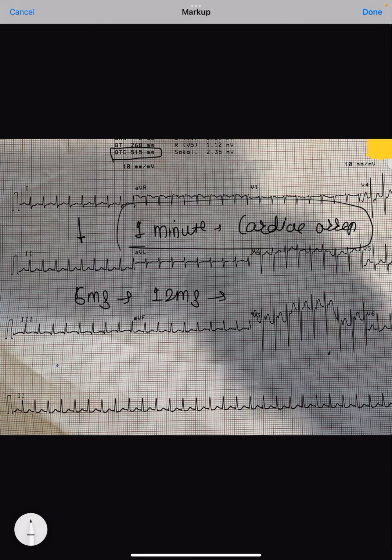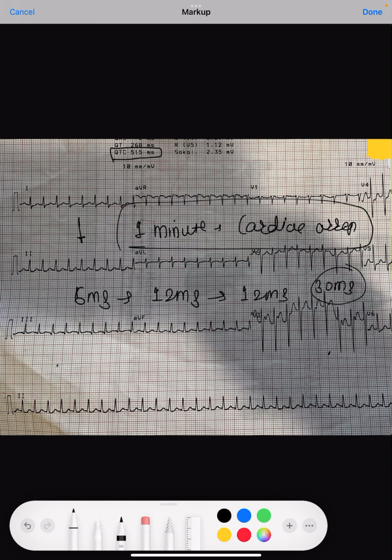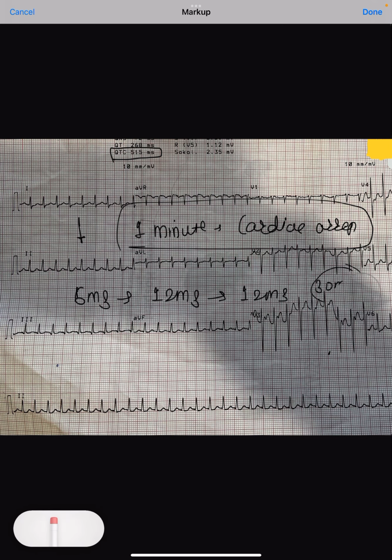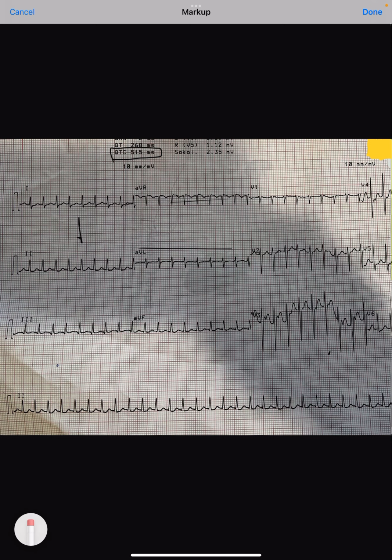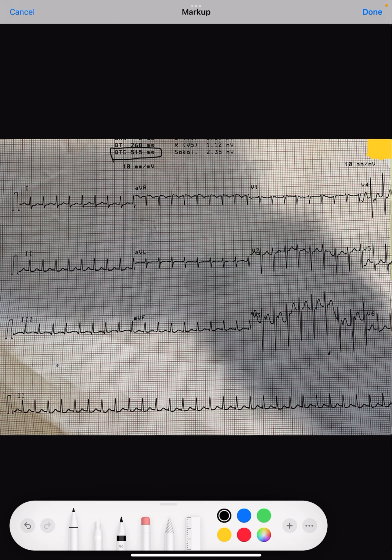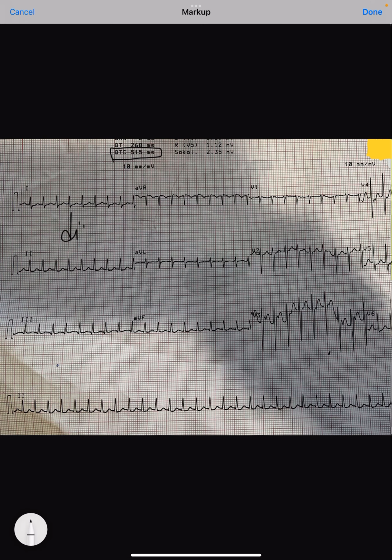If the rhythm doesn't revert to normal, then again 12 milligram can be pushed. So maximum up to 30 milligram of adenosine is given. If it doesn't correct the rhythm, then we have to switch to some other drug. So which are the other drugs? The other drug which can be used is diltiazem. Diltiazem is an excellent drug.